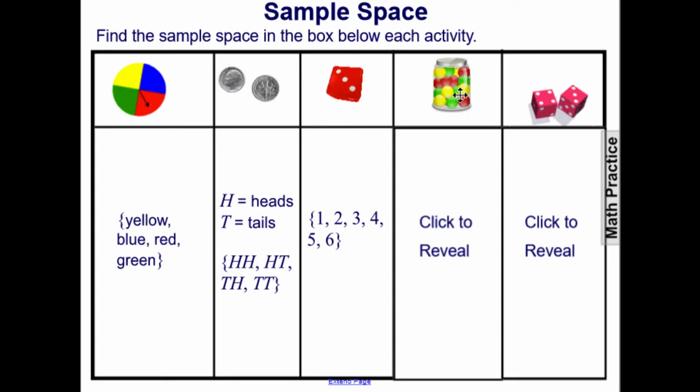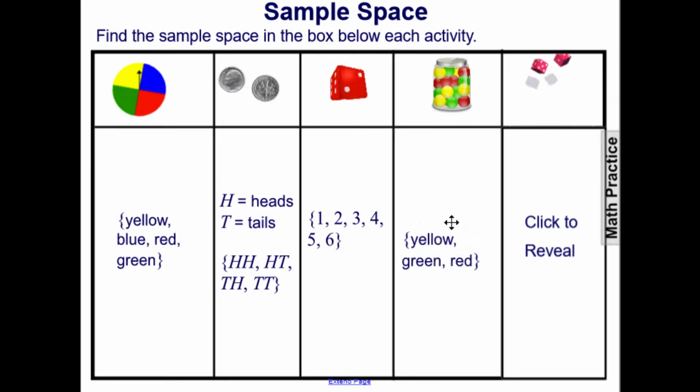Then we have the sample space for having a jar of marbles. So there's all of the marbles in this jar, and there looks to be about 3 different colors. So we're looking at the probability of picking one of these marbles. So we have to look at picking which color. Well, we've got yellow marbles, green marbles, and red marbles. So that's your sample space. You could have yellow, green, or red. Those are all your possibilities.